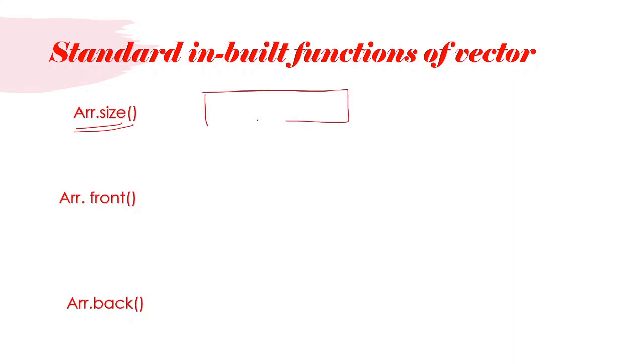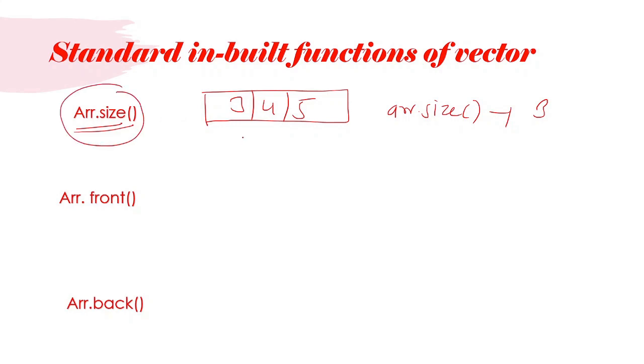Say for example, my vector has 3 elements, that is 3, 4, 5, and if I call arr.size, what will be my output? Output will be 3. Am I doing any divide? Am I using any kind of operator? Absolutely not. So this inbuilt function mainly helps us to find the size of a vector. I have 3 elements, so size will be 3. Eventually the indexes will be 0, 1 and 2.